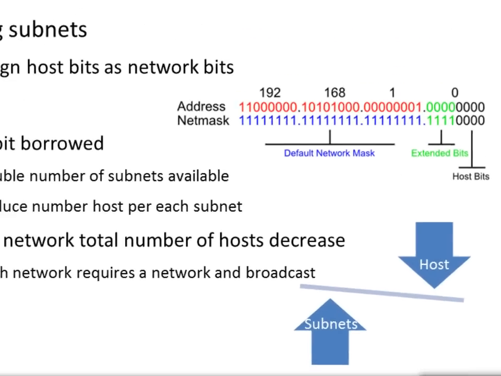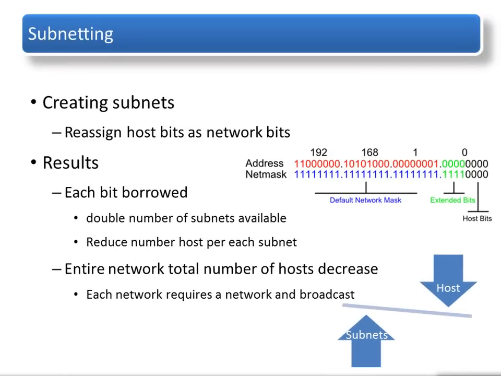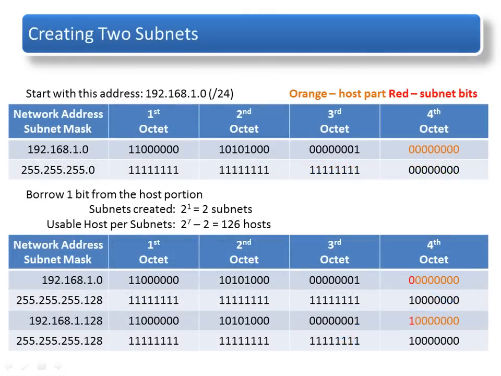Since these bits are stolen from the host, the number of usable hosts per subnet is reduced. Additionally, because you have two addresses for each network, the network address and the broadcast address, that cannot be assigned to hosts, the total number of hosts in the entire network decreases the more subnets you create. To better understand subnetting, let's work with the following problem.